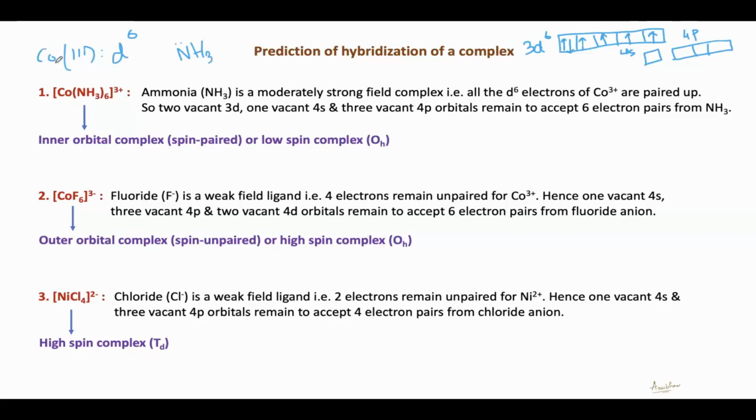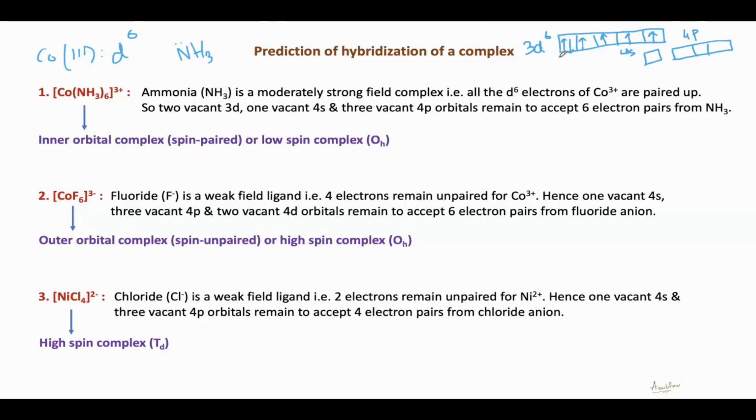Ammonia. And since the cobalt is in a high oxidation state, that's why the pairing occurs. So when the ligand field strength is quite high and we have a metal in a high oxidation state, the electrons will get paired up. So there occurs the pairing of the electrons. So what will happen here?